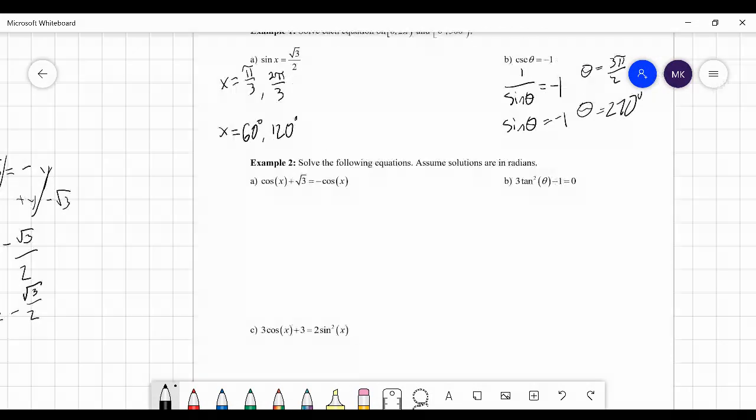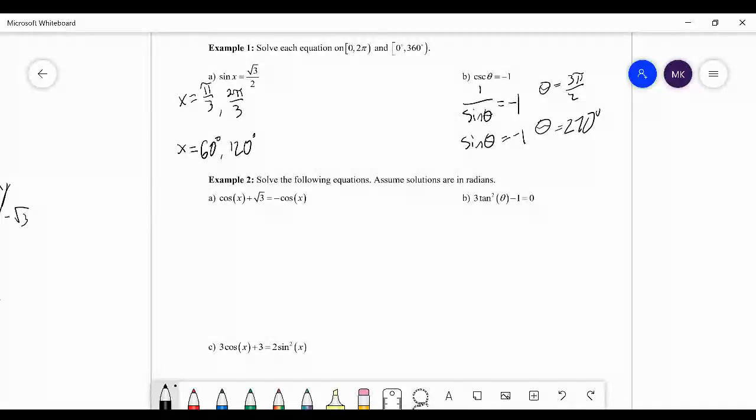Well, we're going to do the exact same thing over here, except instead of y, we have cosine x, but it's still the exact same process. So I'm going to add cosine x to both sides and subtract root 3. So those cancel. Cosine x plus cosine x is just 2 cosine x equals negative root 3. Divide by 2. Cosine x equals negative root 3 over 2.